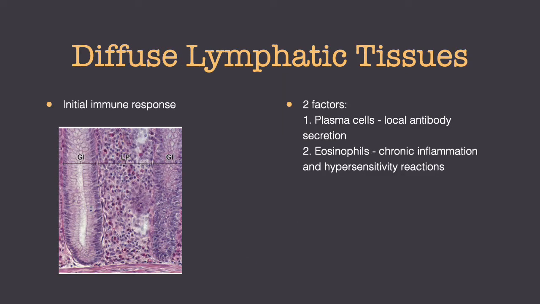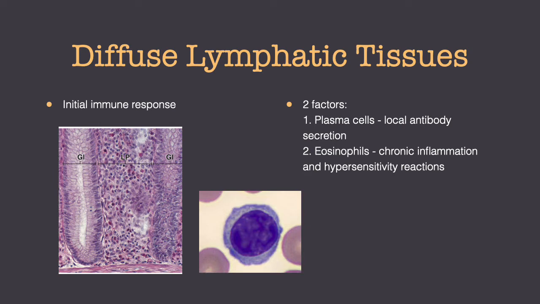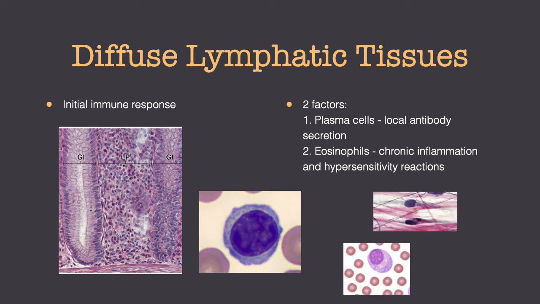Diffuse lymphatic tissues are accumulations of lymphatic tissues not enclosed by a capsule and are located in the lamina propria, strategically positioned for initial contact with antigens. Because of their location within the mucosal linings of tracts, they're often called MALT, or mucosa-associated lymphatic tissue. These tissues protect the body through local antibody secretion and are responsible for chronic inflammation and hypersensitivity reactions. The photo shows MALT in the lamina propria of large intestines with a predominance of lymphocytes, as well as some fibroblasts, plasma cells, and eosinophils.